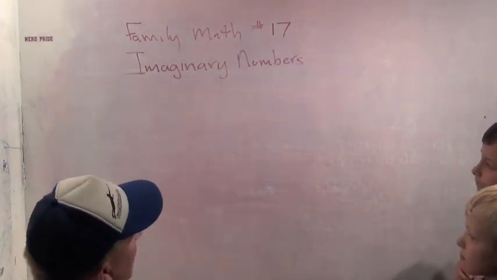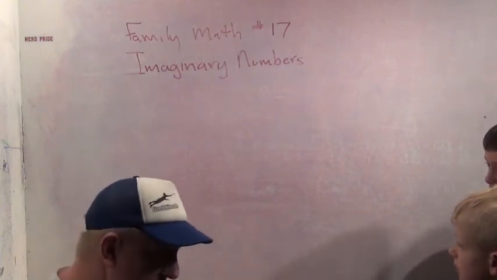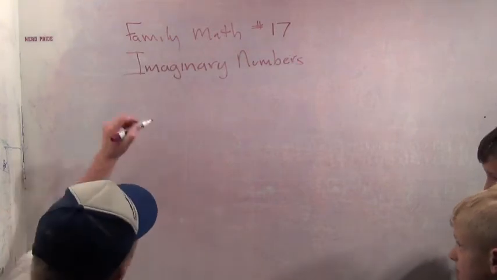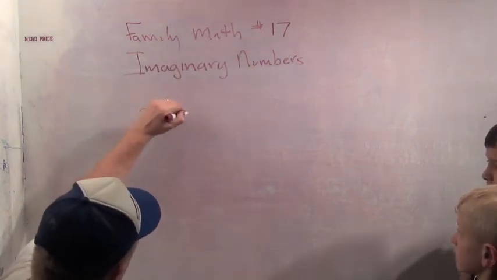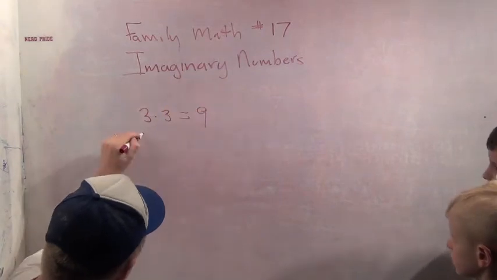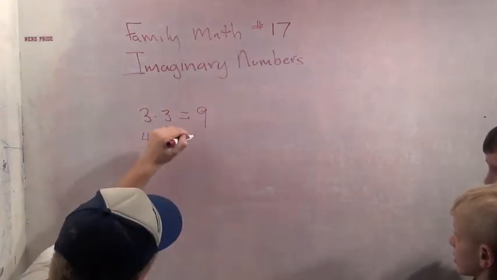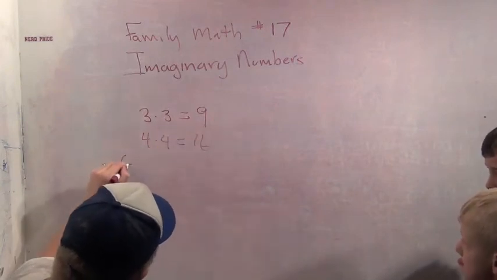Before we talk about imaginary numbers, we have to talk about multiplying two numbers together, or squares. We've talked about squares before, right? Can you tell me what 3 times 3 is? It's 9. Good job. And what is 4 times 4? 16. Awesome.